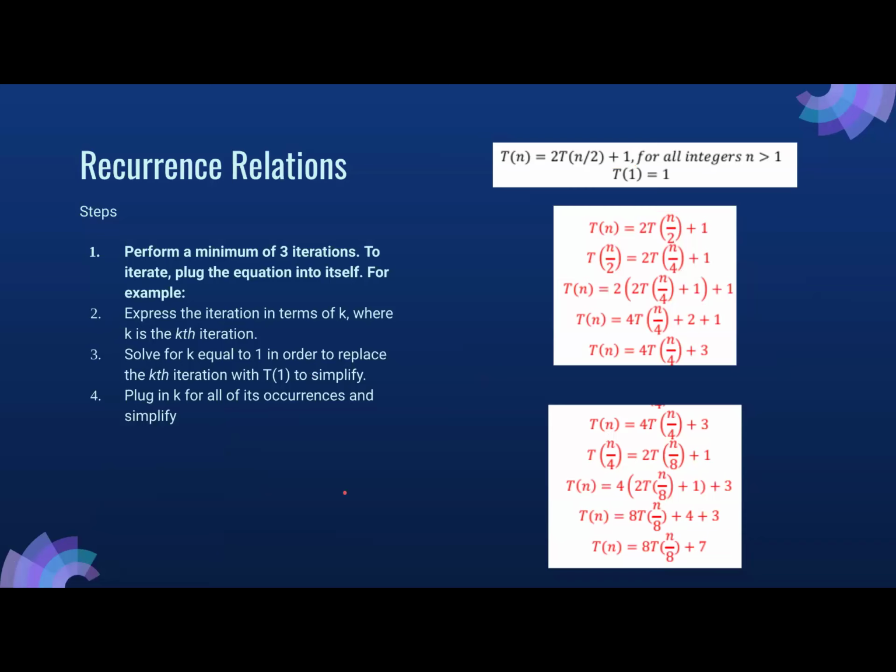So what I want us to do now is find the next iteration after this. So we have 8t of n over 8 plus 7. We want to know what t of n over 8 is. Well, we have this formula to find out. So t of n over 8 equals, someone write in the chat what this equals. I want to see somebody.